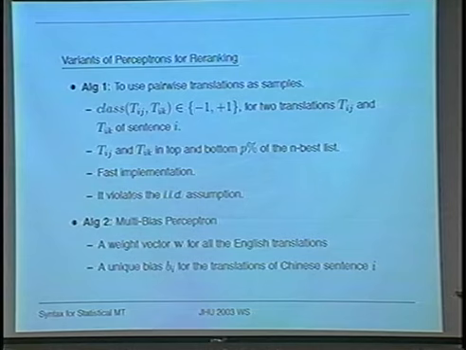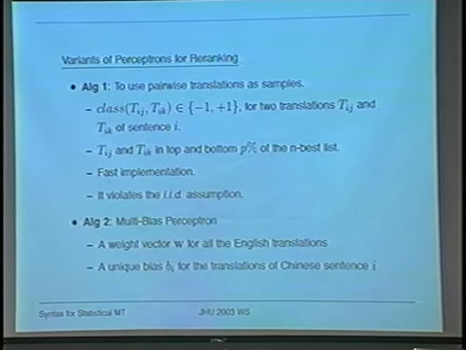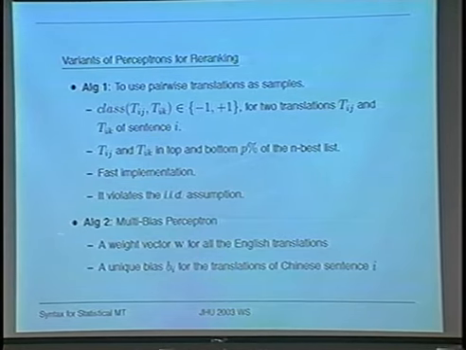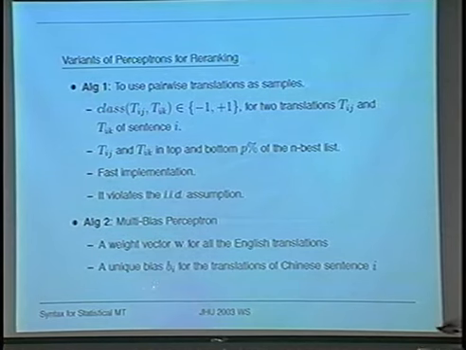And we can actually use some implementation. We don't need to generate samples explicitly. However, this method violates the independence assumption because we have 300 good translations and 300 bad translations, and each translation will be used in 300 samples. This is really bad. And the algorithm we use in our research is the so-called multi-bias perceptron algorithm. The idea is that we train a weight vector for all the English translations, but we train a unique bias B of I for each Chinese sentence I.